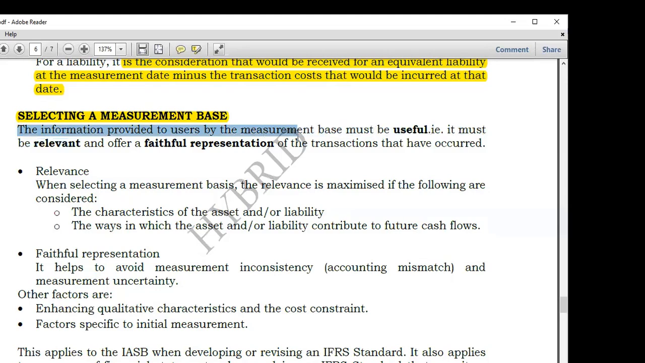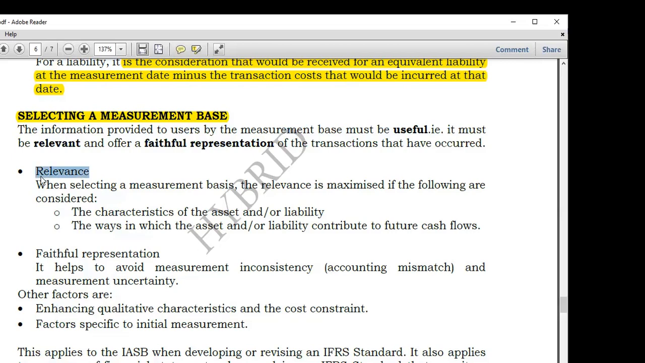So simply speaking, you should try to explain why you have used a certain measurement base. Of course, when studying IFRSs, this becomes very obvious because most IFRSs explain themselves how to measure things. For example, it must be relevant and offer a faithful representation of the transactions that have occurred, just like for recognition. If you remember, we said that we have to fulfill these two fundamental qualitative characteristics: relevance as well as faithful representation. That's what is very important there. So yes, just a continuation of those factors.